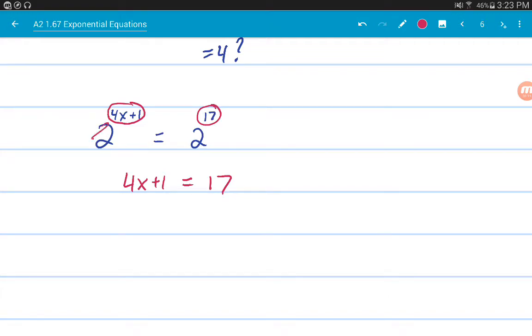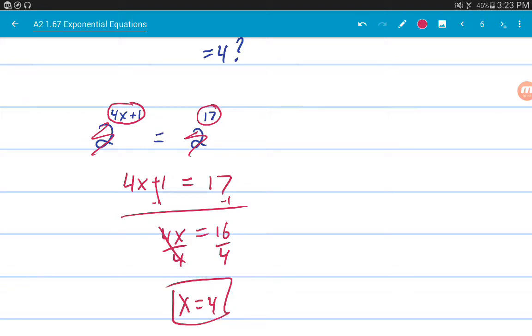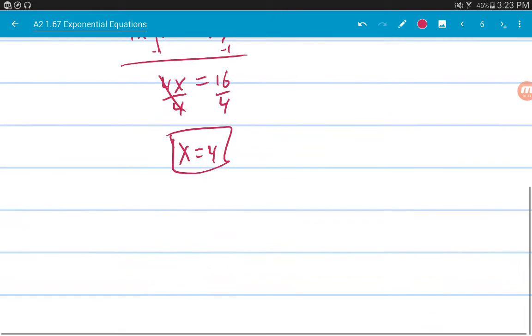So it's almost like we're crossing out the bases and we don't care about them anymore, because the bases are the same and they're set equal to each other. And this gives us a very easy to solve equation. We can minus 1 on both sides. We get 4x is equal to 16, and I can divide both sides by 4 to find that x is equal to 4. So these can give us linear equations, or they can even give us quadratic equations. And I want to explore with you a little bit of both options.